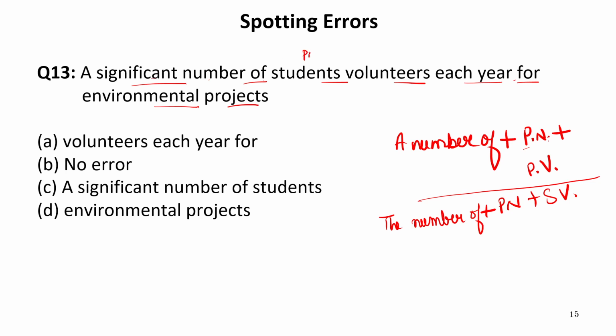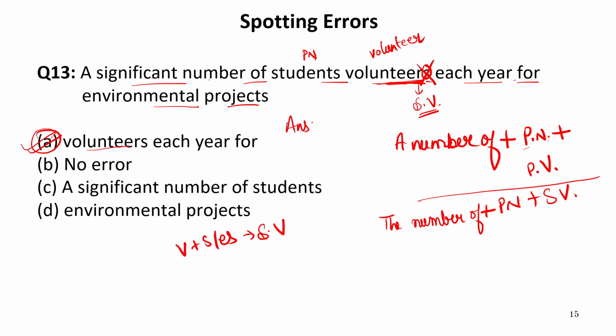Now this is students, that is plural noun. Now this is volunteers. Whenever we add s or es to a verb, it becomes a singular verb. Now this volunteer is a verb in which here we have s, so it makes it singular form of verb. SV means singular form of verb. But after this we need plural form of verb. Therefore this s is incorrect and the correct will be volunteer. So this error is in part A as this word is written in part A. So our answer is A.